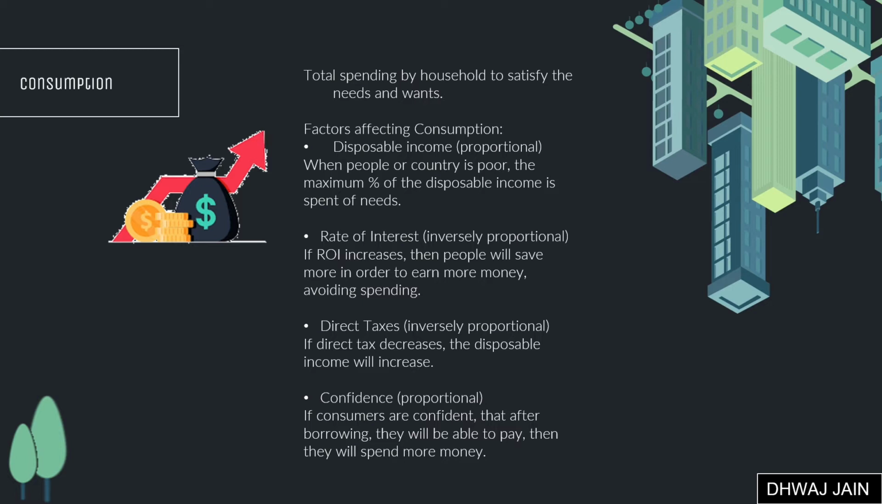If you have more disposable income, then you have more purchasing power. So you can buy more products or goods and services, which will increase consumption. So disposable income is proportional to purchasing power, which is proportional to consumption. Rate of interest is a different kind, it's inversely proportional.